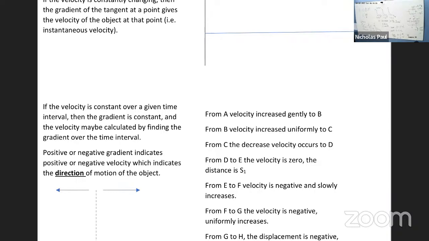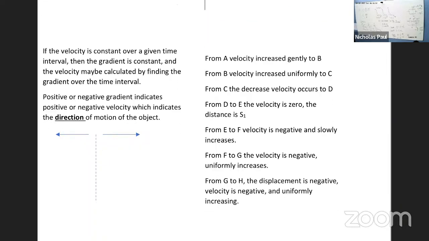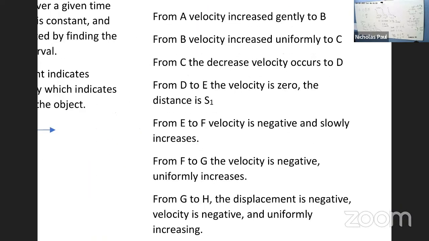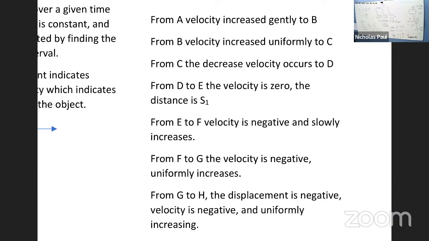Right, so I want you to plot the graph based on the information given. So open the handout. Right, from A to B. Look at this image.